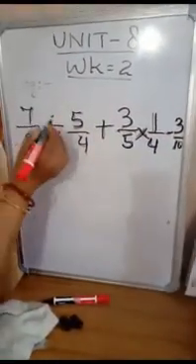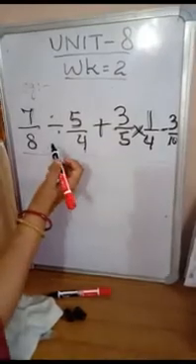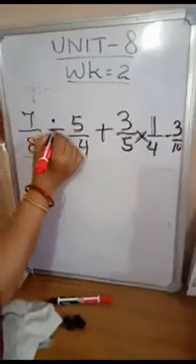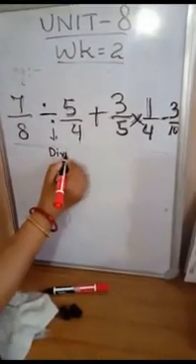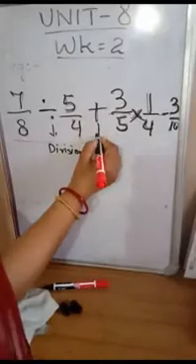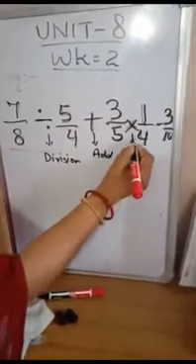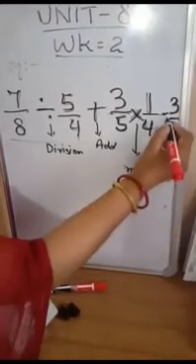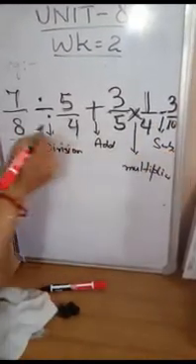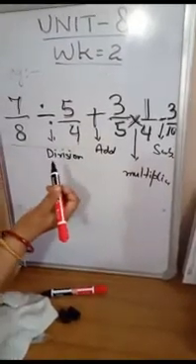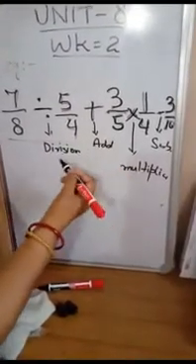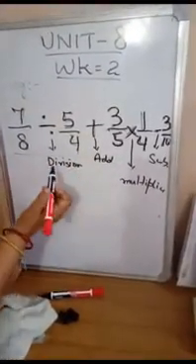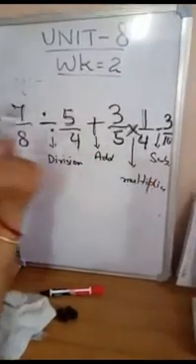Here you see that there is more than one mathematical operation. What is the meaning of this sign, children? It is the division sign. This one is addition, this one is multiplication, this one is subtraction. So there are a number of numerical operations: division, addition, multiplication and subtraction.